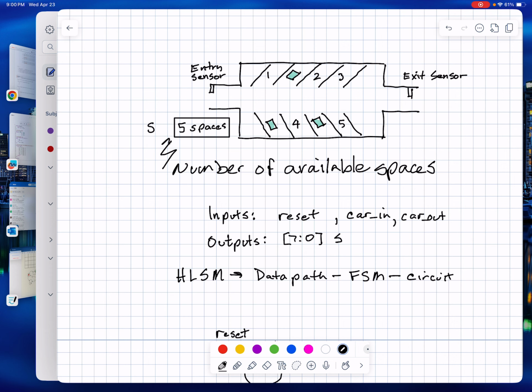Okay, so you get the idea. In this case, there's only 8 spaces total, and 3 of them are occupied by cars, and so the display should show 5 spaces. Okay, so hopefully you get the idea of the problem.